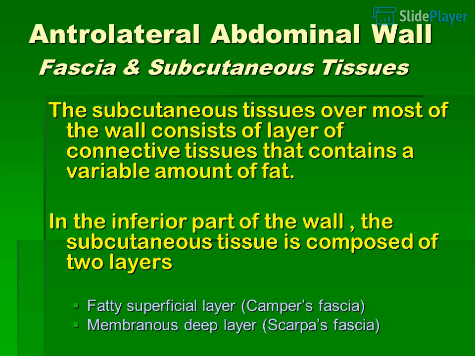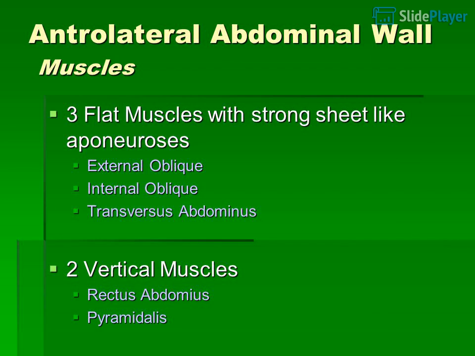Anterolateral abdominal wall fascia and subcutaneous tissues. The subcutaneous tissue over most of the wall consists of a layer of connective tissue that contains a variable amount of fat. In the inferior part of the wall, the subcutaneous tissue is composed of two layers: a fatty superficial layer, Camper's fascia, and a membranous deep layer, Scarpa's fascia.